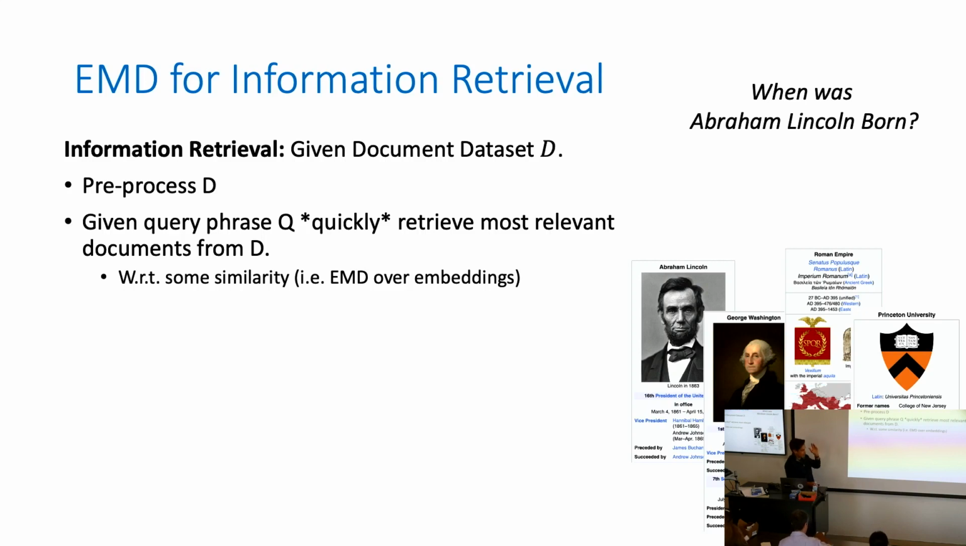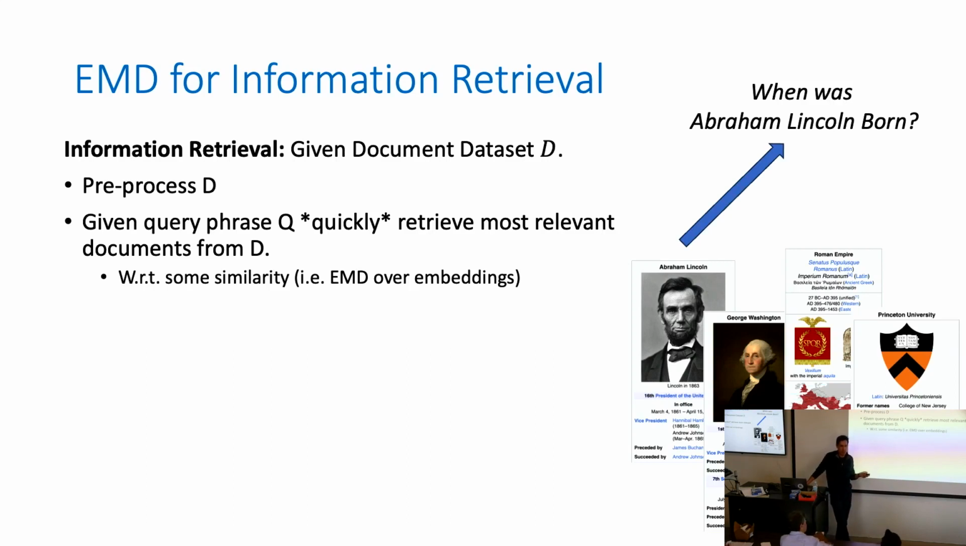So the problem that we can think about is this information retrieval problem. I have a document data set. Each document is, let's say, a Wikipedia article. And then I get a query. I'm allowed to pre-process the data set, to spend some time processing it. And then given a query phrase Q, like "when was Abraham Lincoln born," I want to very quickly find the most relevant document. So here it would be the Abraham Lincoln Wikipedia page.